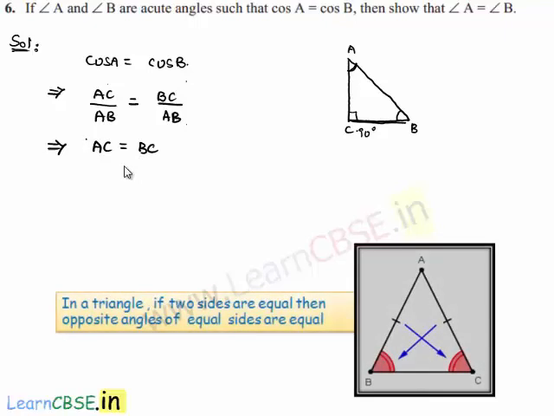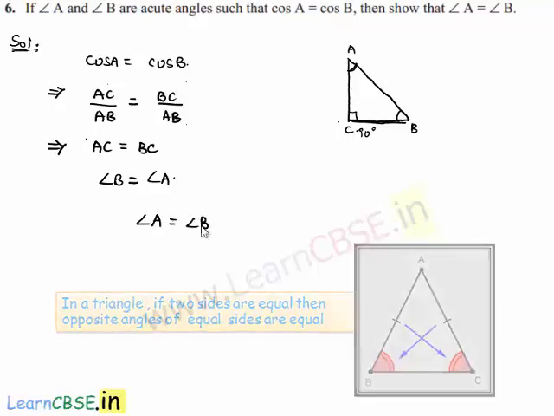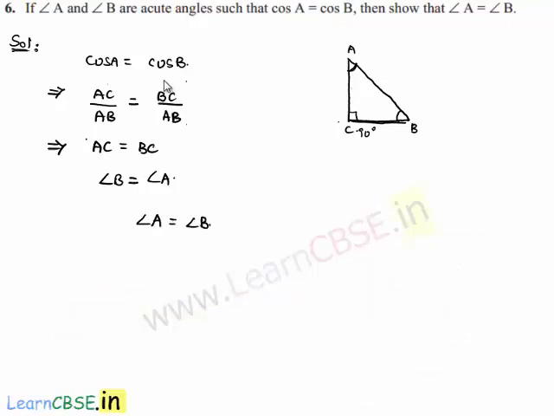We know that angles opposite to the equal sides are equal. The angle opposite to AC, which is nothing but angle B, is equal to the angle opposite to BC, which is A. Therefore we got angle A is equal to angle B when the cosines of both the angles are equal.